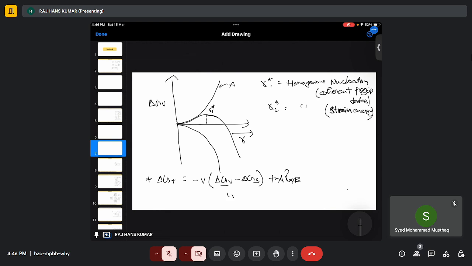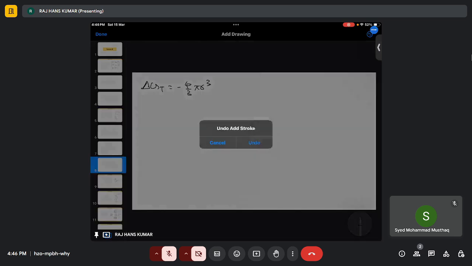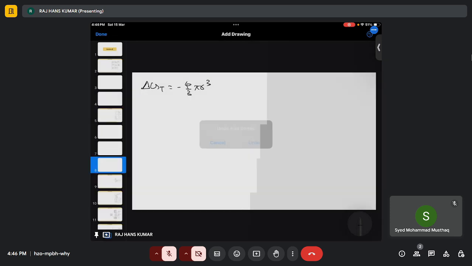For this one, again, everything will turn out to be delta G total equals minus 4/3 pi R cubed times delta GV minus delta GS, plus 4 pi R square gamma alpha beta.